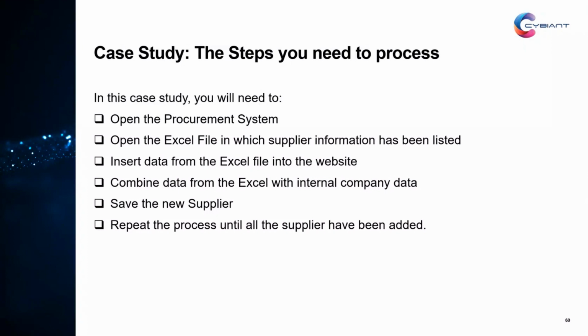One is the unicorn name, and right now you need to use the second Excel file, which is named supplier. So download that supplier Excel file onto your desktop first. And of course, we will then need to open up the procurement system as well, which I will show you in a while. What we need to do is insert the data from the Excel file into the website.